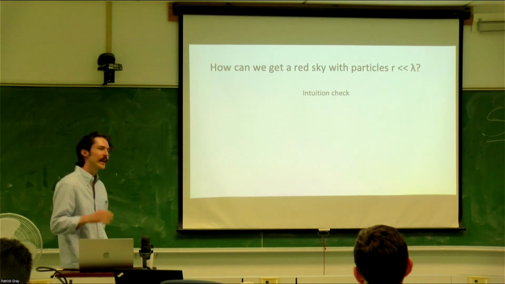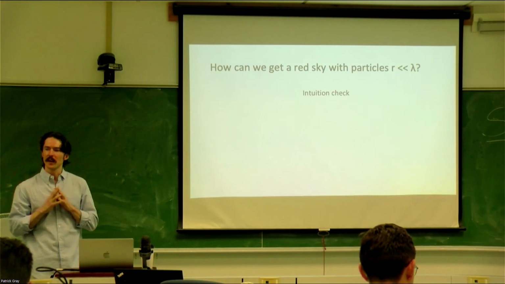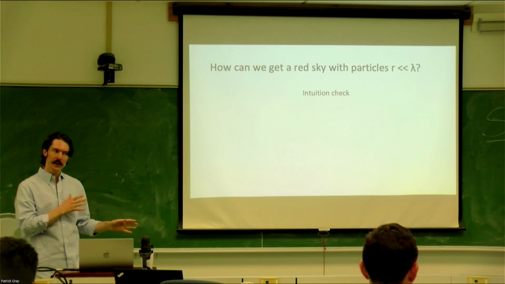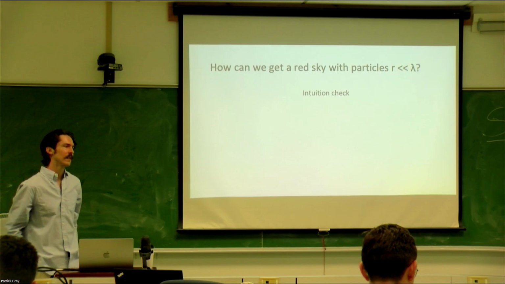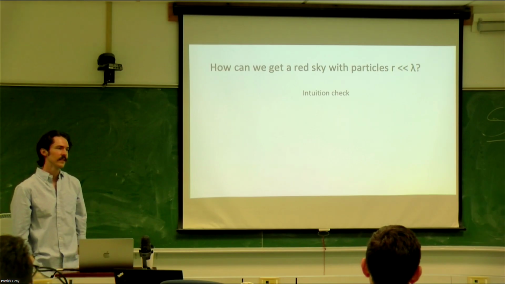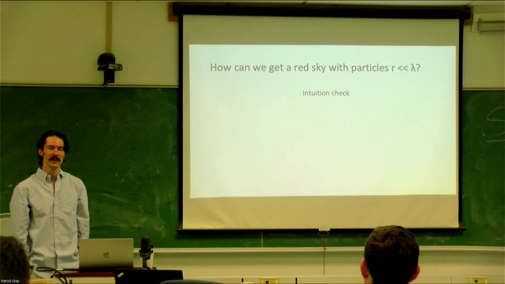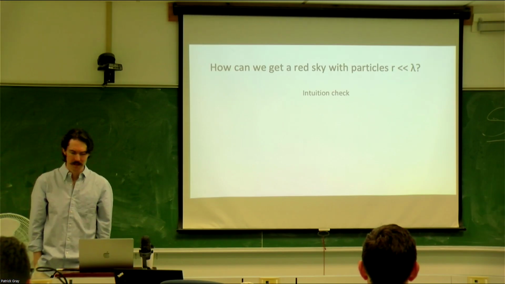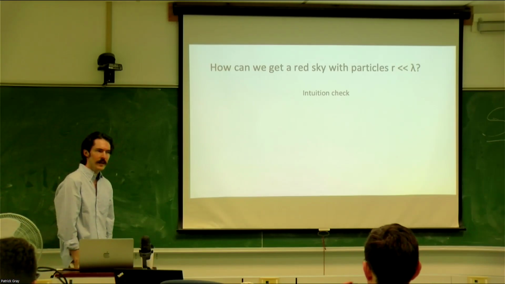Okay, so for a quick intuition check, how can we get red sky with particles that are really small? Let's say we're in Rayleigh. How could you look up and see a red sky? You've already answered this kind of, but just twist it a bit in your brain. Is that just the longer path length? Right, basically.